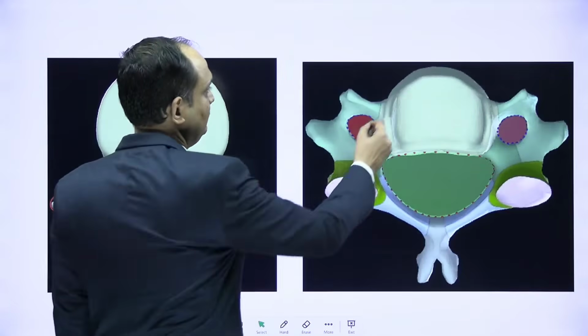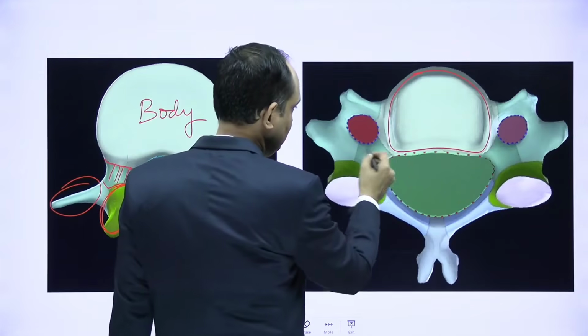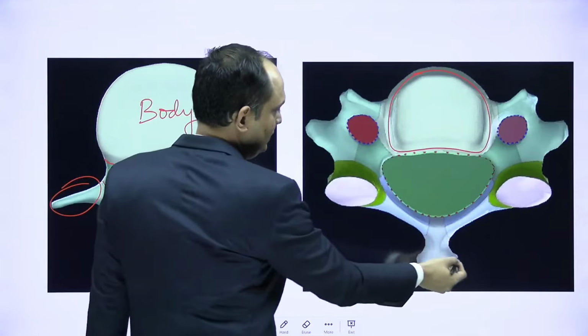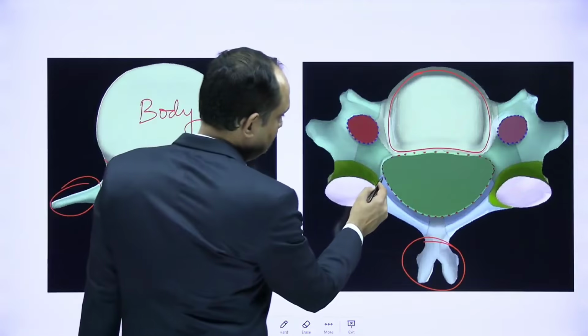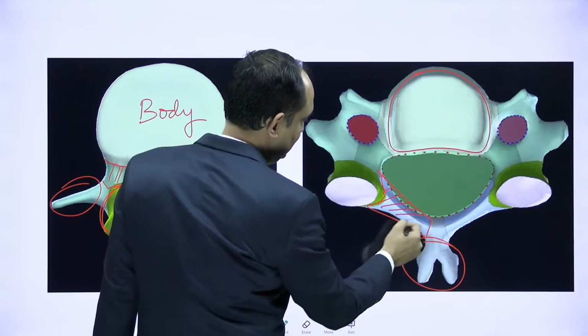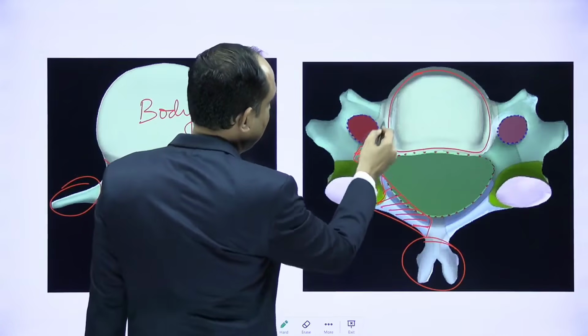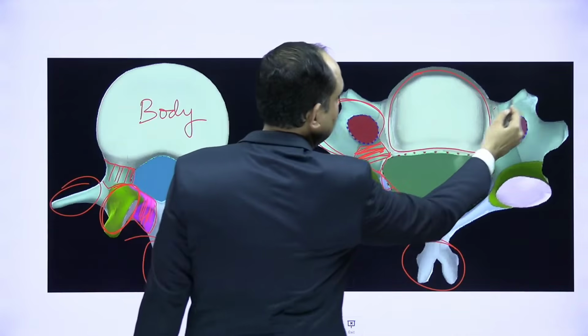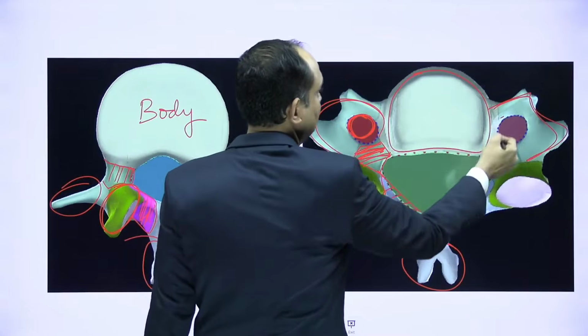So in this vertebra you can see that this is your body. This is your neural arch. Now in this neural arch, posteriorly you have the spinous process. Now here this portion is known as lamina. So this is the lamina here. Now this is the pedicle, and these are the transverse processes on both sides. And here you can see the classical foramen present in the transverse process.